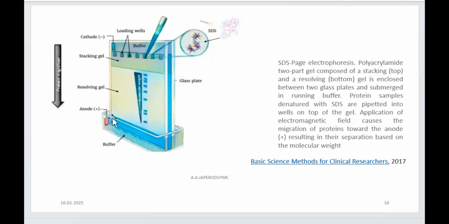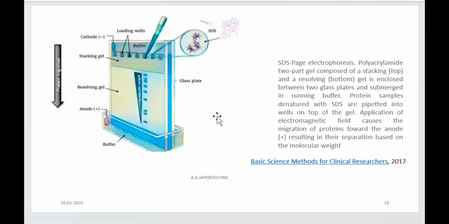So if it is a 10 centimeter gel, it is hardly 1 to 1.5 centimeter of stacking gel that is there. It is poured on the top of the separating gel, and then it is allowed to set. Now, what is the purpose of this stacking gel? Why are we making it? It is just to concentrate the protein sample into a sharp band before it starts separating, right?